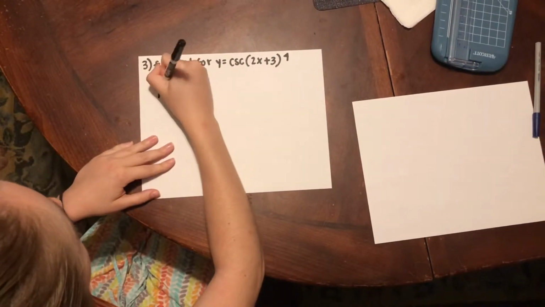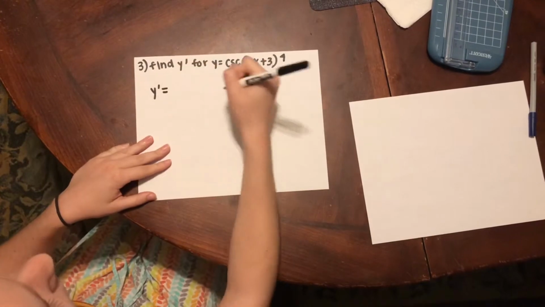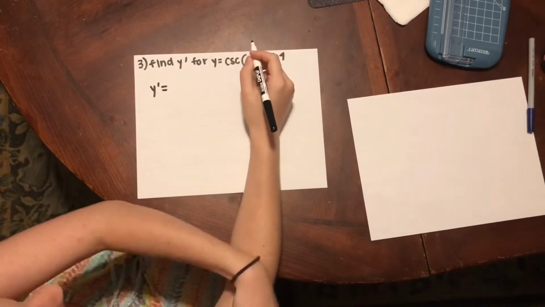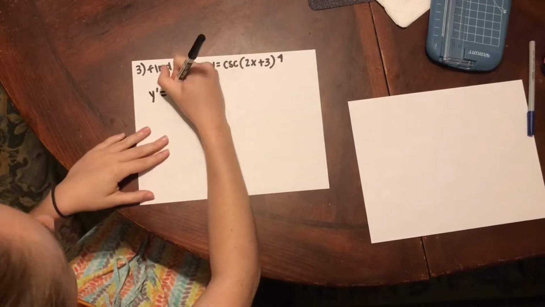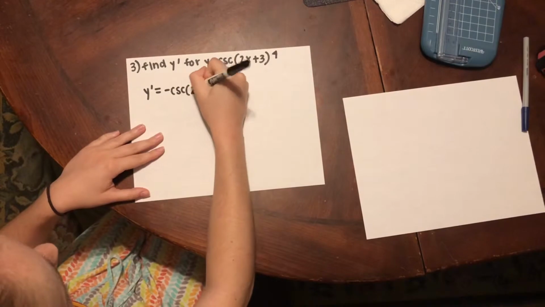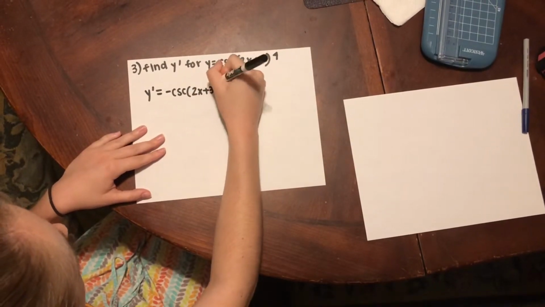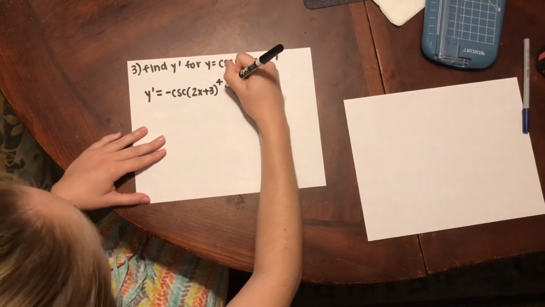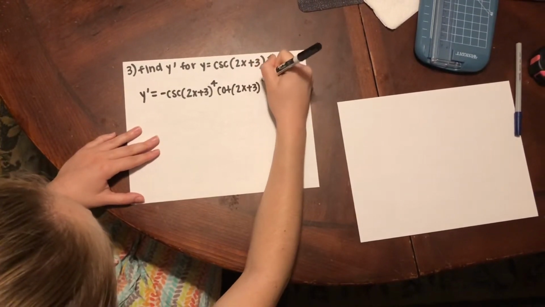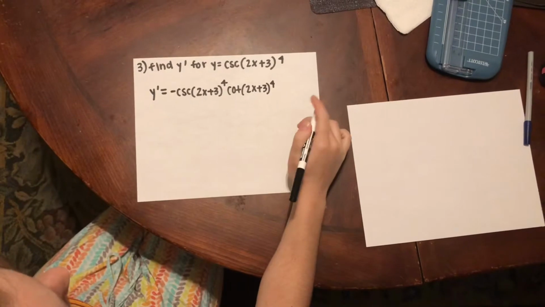So the derivative of cosecant x, or whatever is inside, is negative cosecant x, or whatever is inside, times cotangent x, or whatever is inside. So negative cosecant, and then we keep the inside the same, 2x plus 3, and we keep it also to the 4th, times cotangent 2x plus 3 to the 4th. So all of that stays the same.